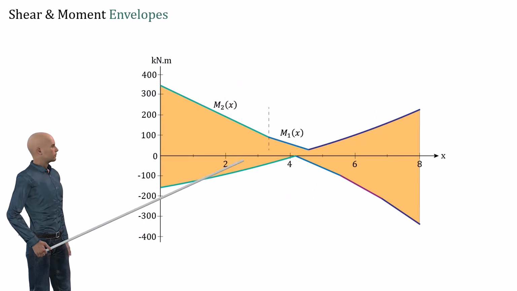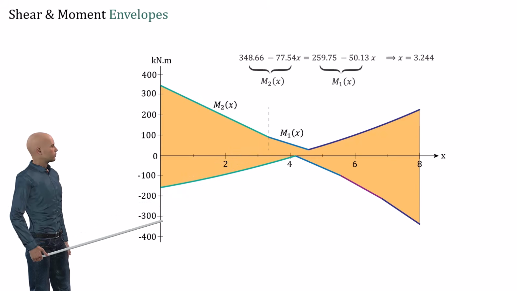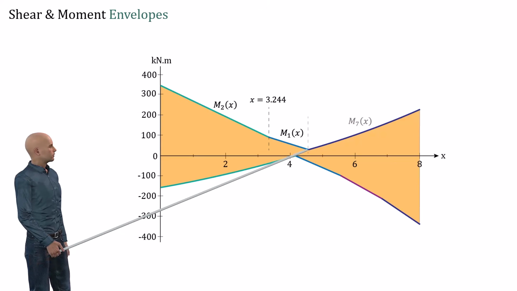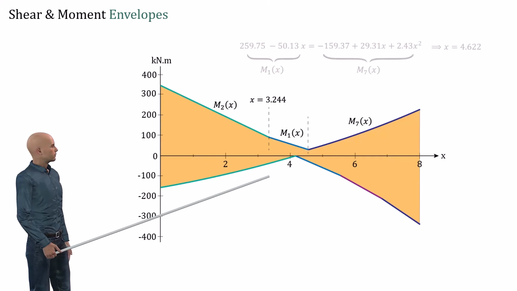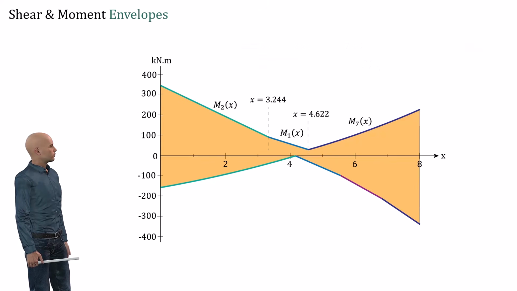For the upper boundary, we first locate the intersection point between M2 and M1. To do this, we set the 2 moment equations equal to each other and solve for x. The 2 equations intersect at x equals 3.244 meters. The second intersection point is between M1 and M7. Equating the 2 equations and solving for x, we obtain x equals 4.622 meters.